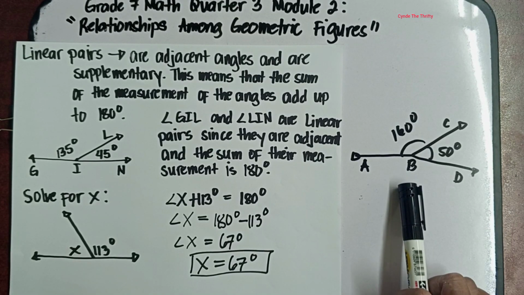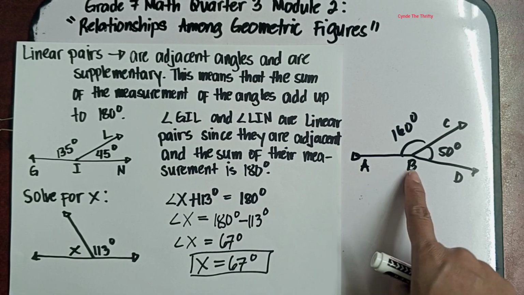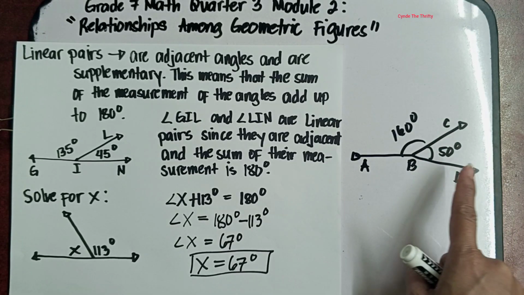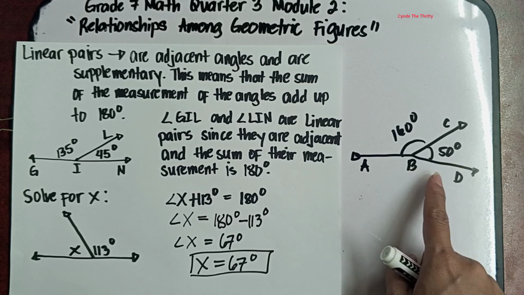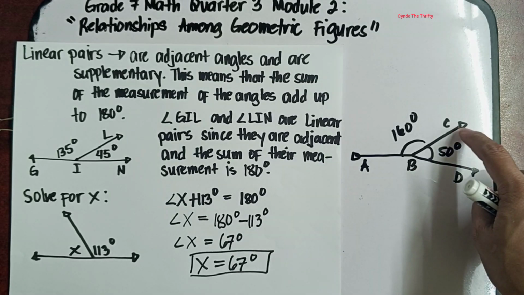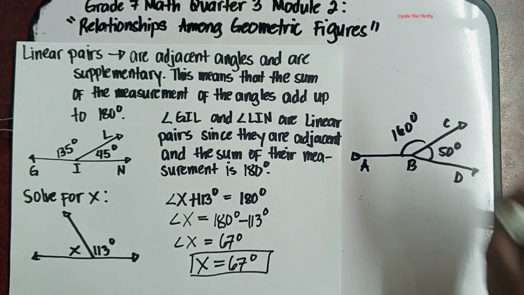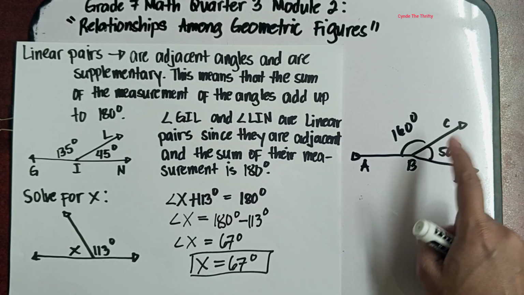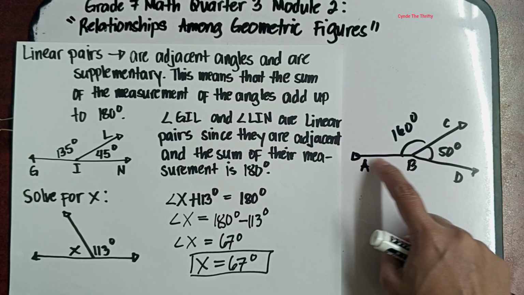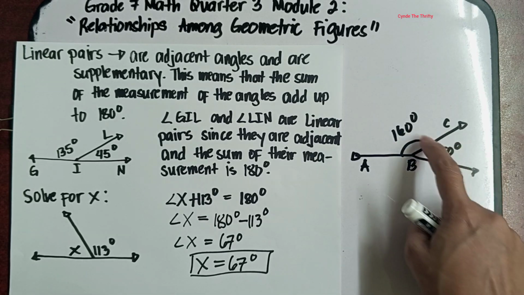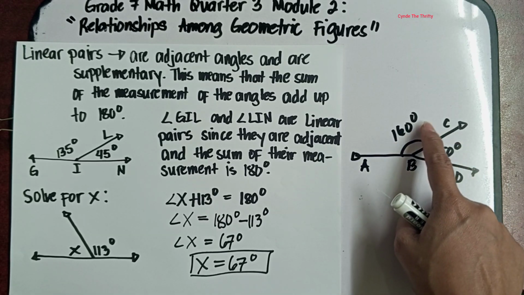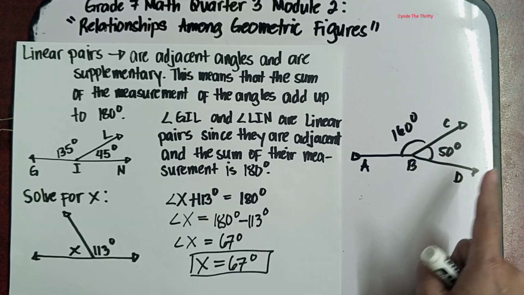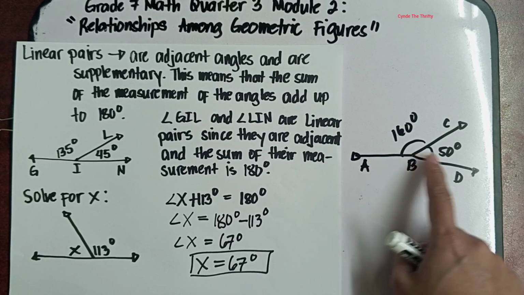Meron tayong isang example dito. So, meron tayong angle ABC at angle CBD. Okay? So, ang pair ng angles na to, matatawag ba natin na linear pairs? Meron silang common side na si ray BC at meron silang common vertex na si B. Okay, so matatawag natin silang adjacent. Pero take note na ang total sa kanyang measurement ng angle is not 180 degree kasi 160 degree plus 50 degree is equal to 210 degree. Okay, so hindi siya linear pairs kasi dapat 180 degree.